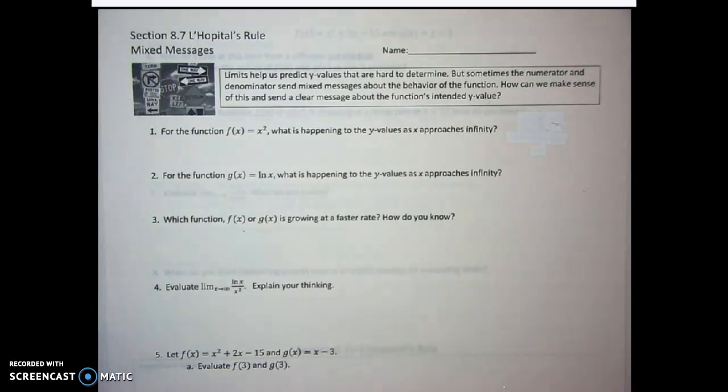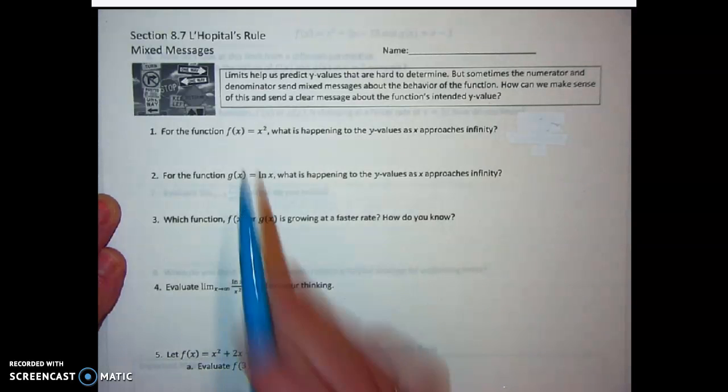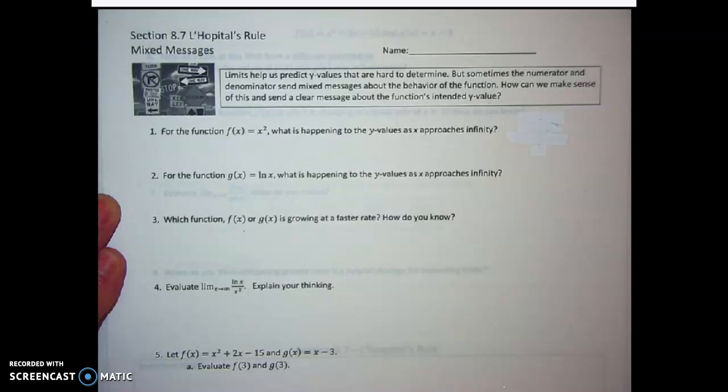Section 8.7, L'Hopital's rule. We've been dealing with derivatives, which are slopes, and specifically the derivatives are limits as we approach a certain x value, because we're dealing with an instantaneous rate of change. Limits help us predict y values that are hard to determine, but sometimes the numerator and denominator send mixed messages about the behavior of the function. How can we make sense of this and send a clear message about the function's intended y value?